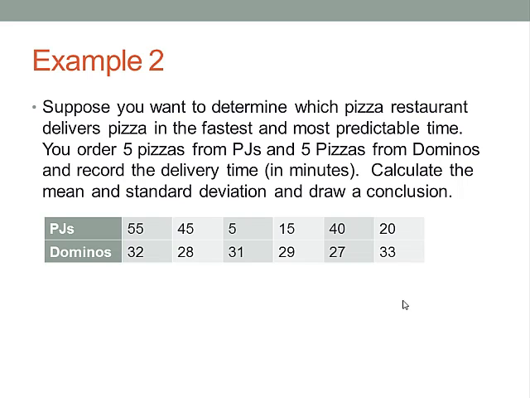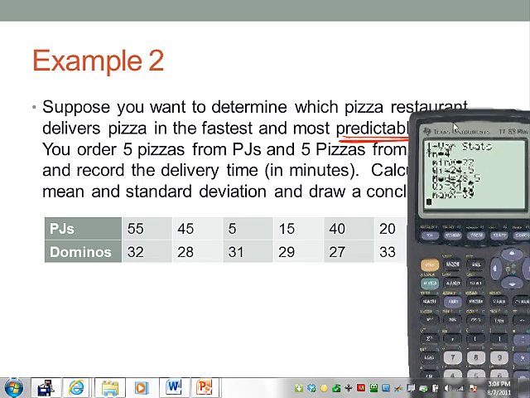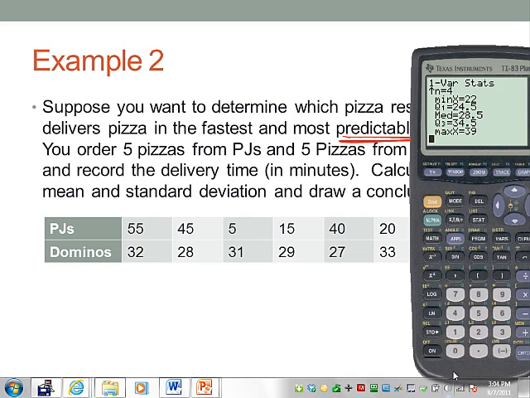Okay, another one, example 2. Suppose you want to determine which pizza restaurant delivers your pizza the fastest and most predictable time. So how much does it really vary? You order 5 pizzas from Papa John's and 5 from Domino's, and record the delivery times in minutes. Ooh, I'm actually getting kind of hungry now thinking about this. We're going to calculate the mean, standard deviation, and draw a conclusion. So if you want to, go ahead and pause the video here and bring your calculator up and see if you can do this one on your own.